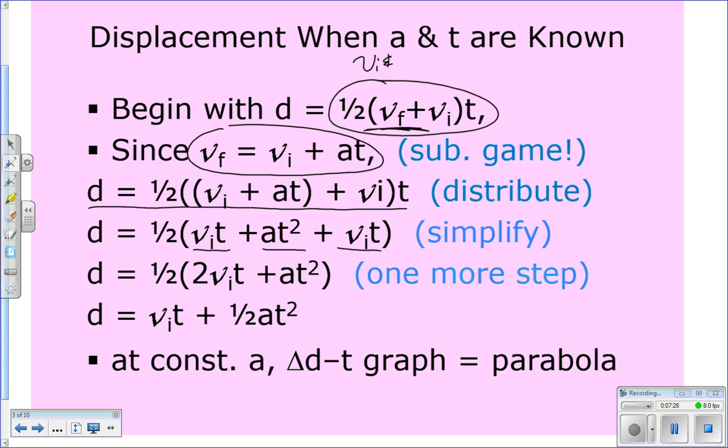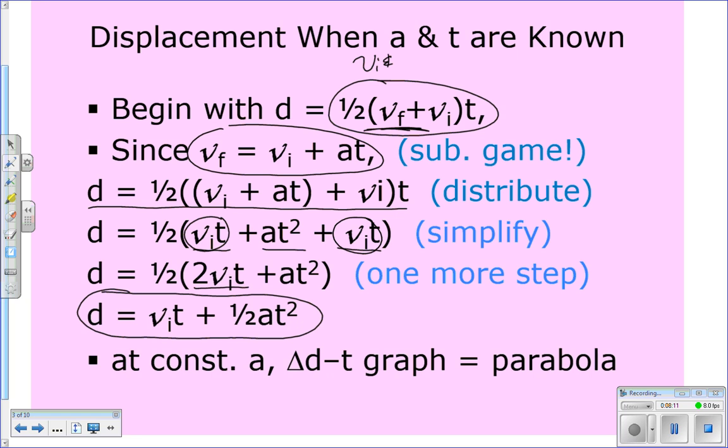Well, if we think about that, we see 2 VITs in there. So we can stick those together and call it 2 VIT. So we'd have 1/2 of 2 VIT plus AT squared. Then we can distribute that 1/2, and that leaves us with VIT plus 1/2 of AT squared. Half of 2 would be 1, and then half of the AT squared would be 1/2 AT squared. So another way to find an object's displacement during a time of constant acceleration, if we don't know what the final velocity is, we can use VIT plus 1/2 AT squared.